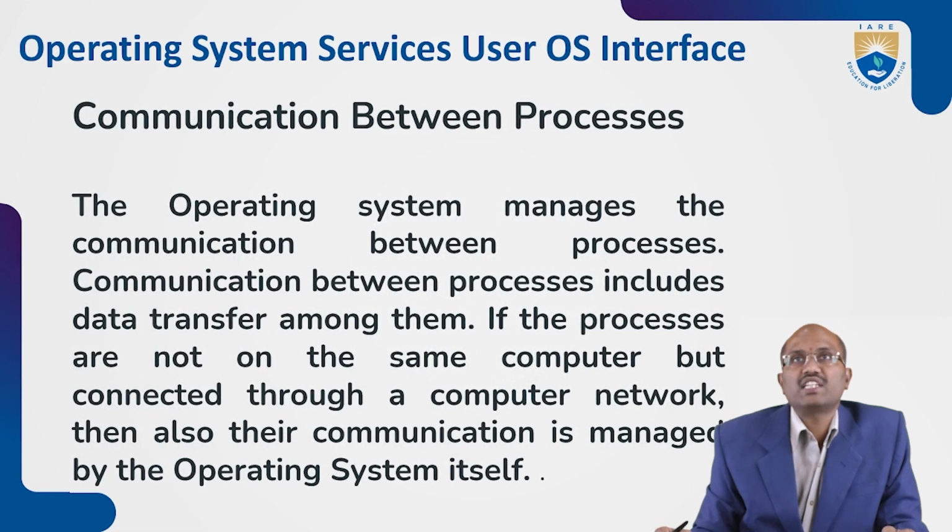Next, communication between processes. The operating system manages the communication between processes. Communication between processes includes data transfer among them. If the processes are not on the same computer but connected through a computer network, then their communication is also managed by the operating system itself. So this is communication between processes.